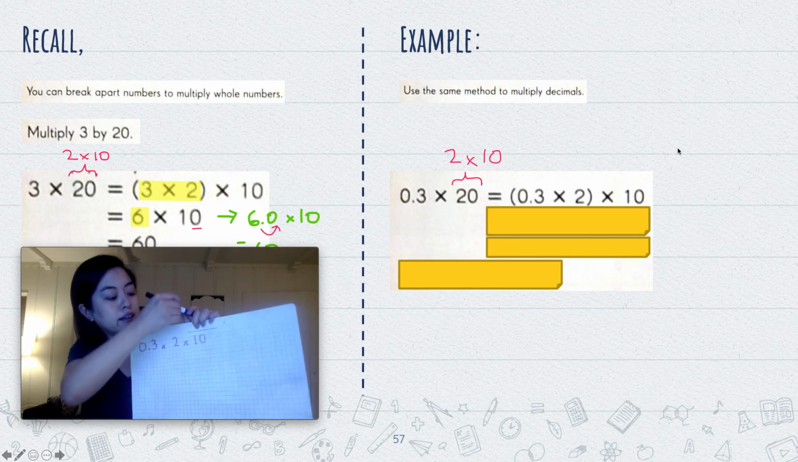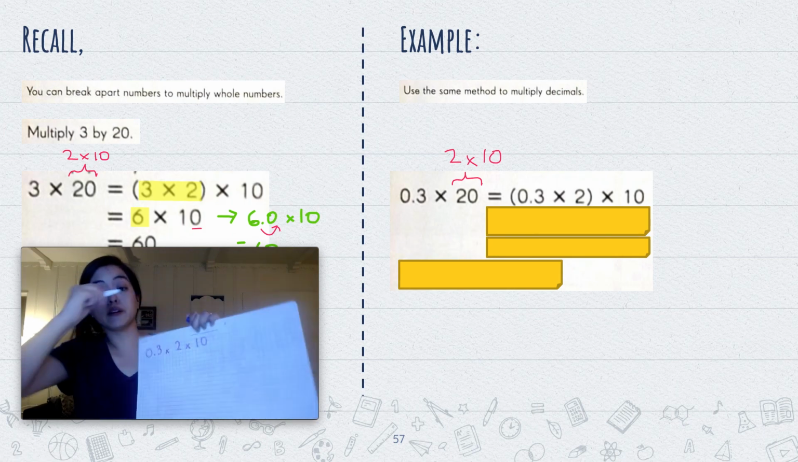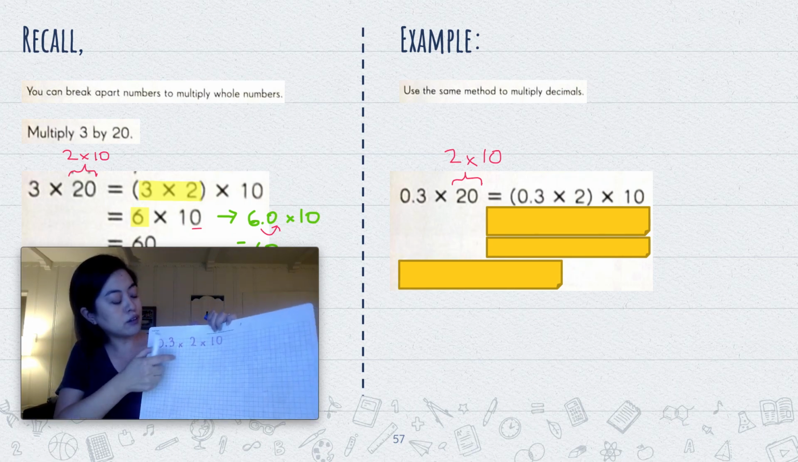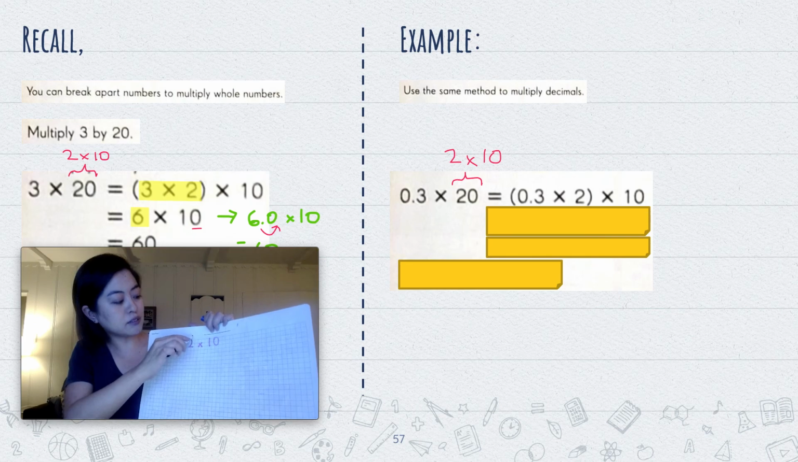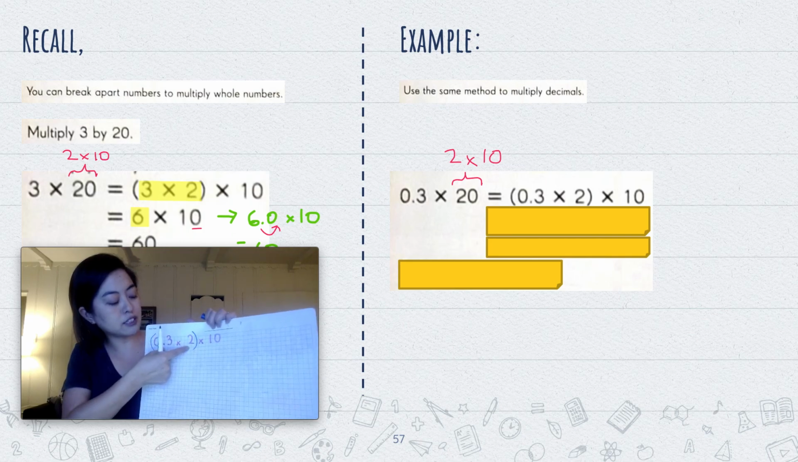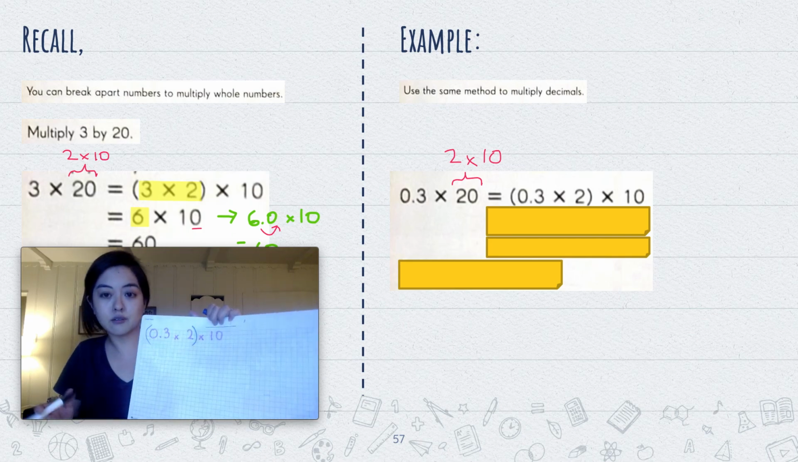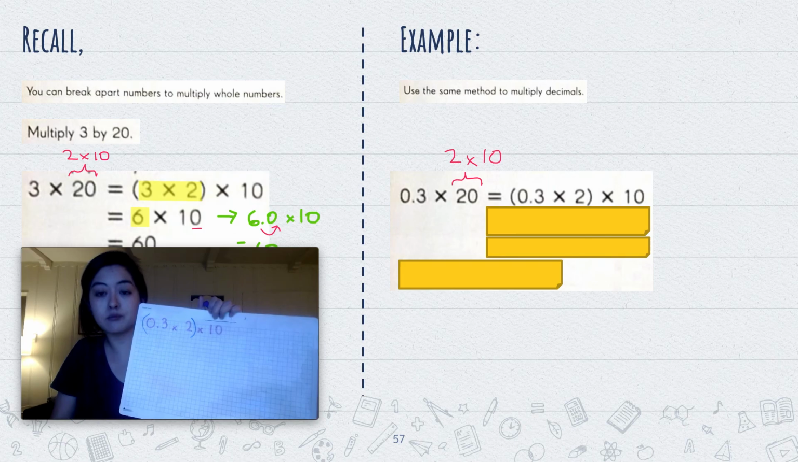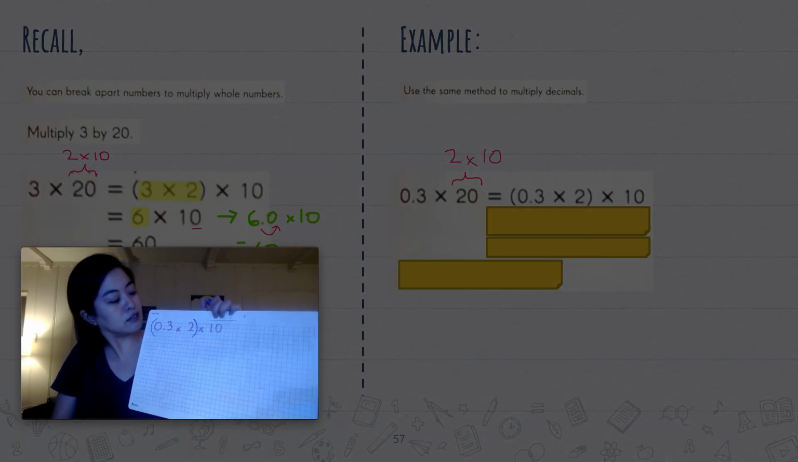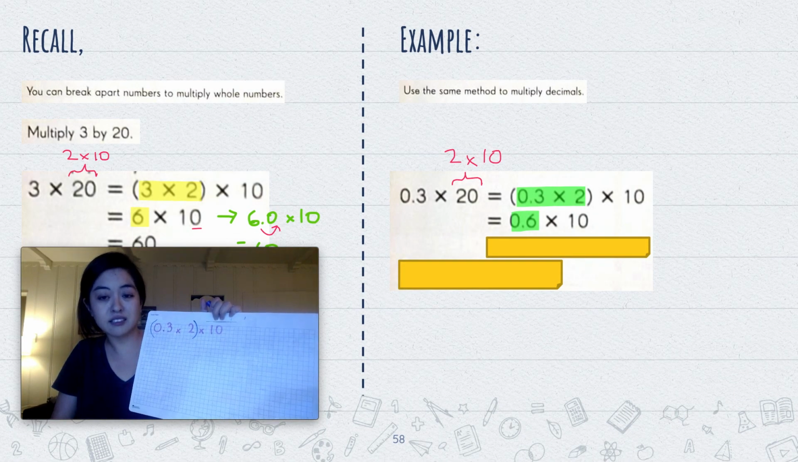And so again, like we said, order doesn't matter, but I know I want to do something times 10. So I'm going to put my parentheses around here so I can figure that number out, okay? The product here, the product times 10, okay? So 0.3 times 2 is, and that's equal to 0.6, okay?